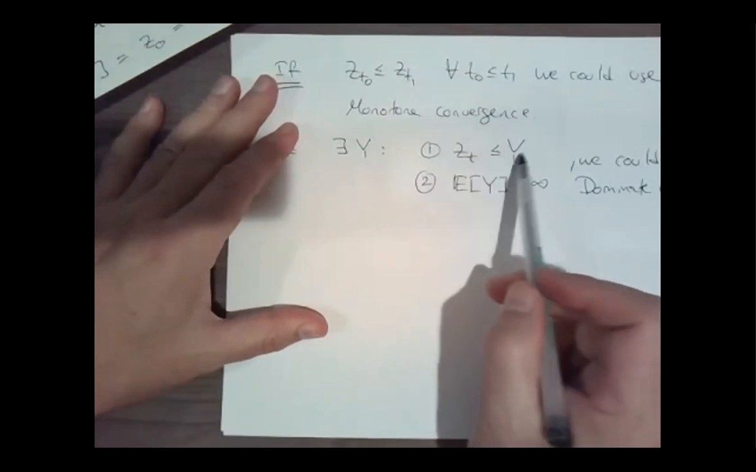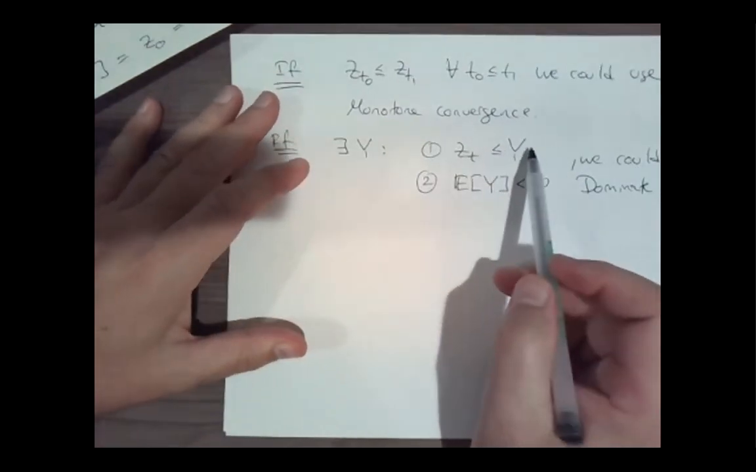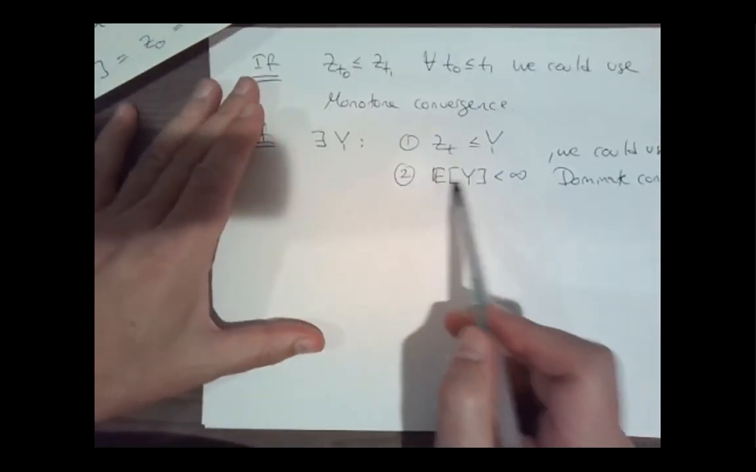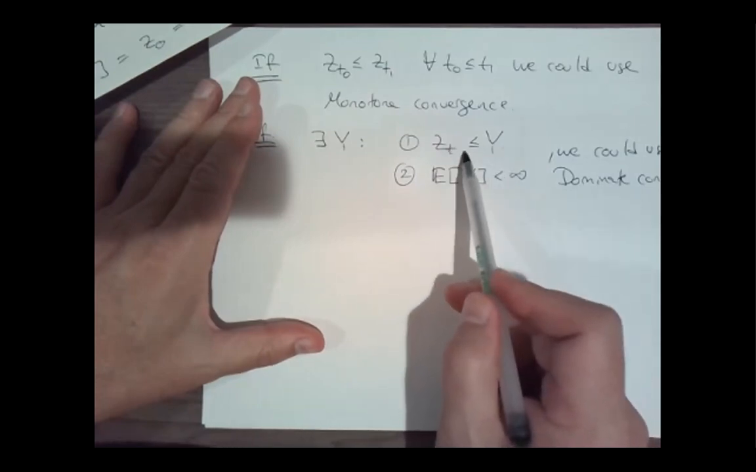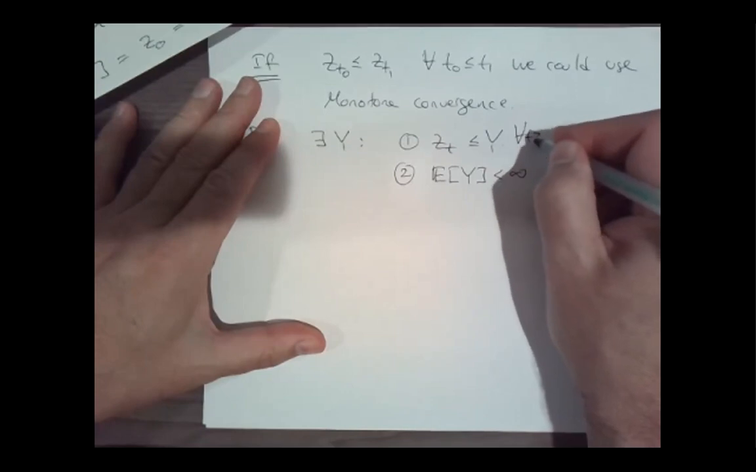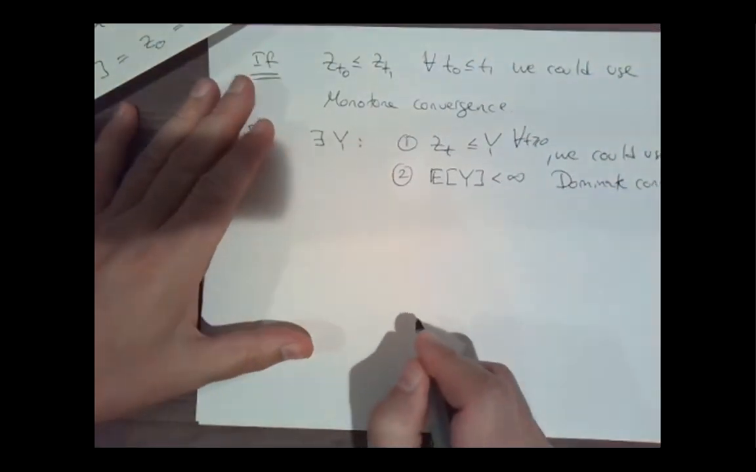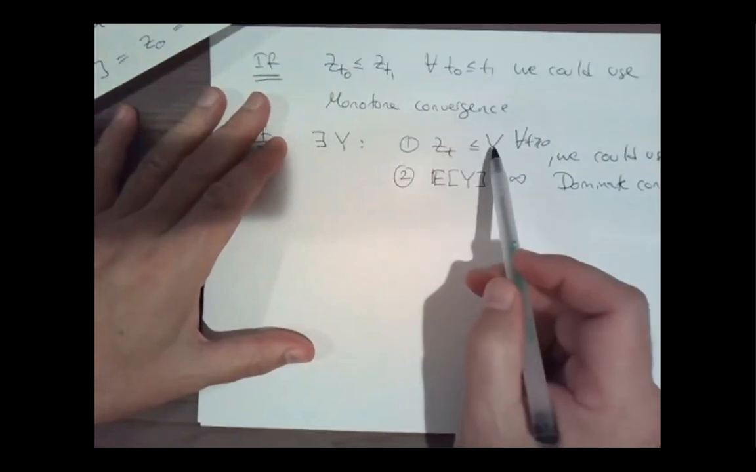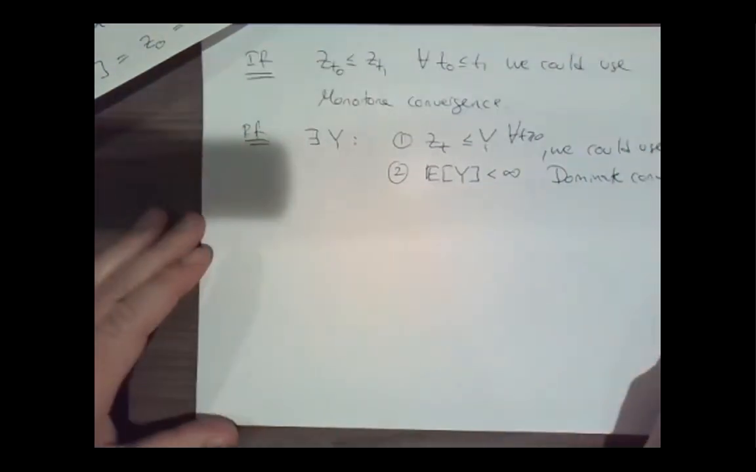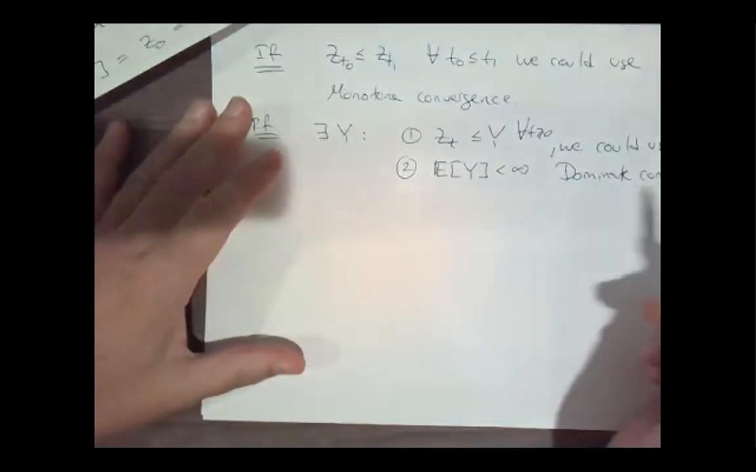It's called dominated because this Y is a big random variable, but unfortunately it cannot be too big, because there's no t dependence upon Y. This has to be true for any t that's positive. So you have this Y that works for all t's at the same time, and it has a finite expectation. Then you can use the dominated convergence theorem.